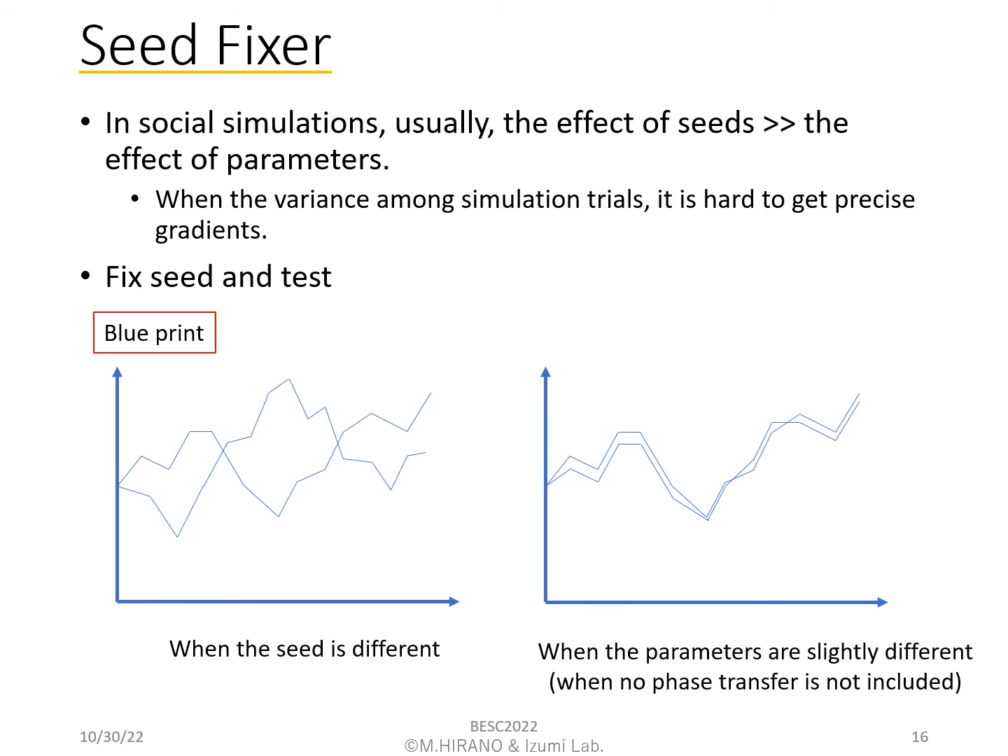These two figures represent this idea. The left figure shows when the seeds are different, and the right one is when the seed is the same. If the seed is different, even if the parameter is the same, the result of each trial is different. However, when the seed is fixed and the parameter set is slightly different, the result is slightly different. It makes it easy to get the gradient between the two parameter differences.